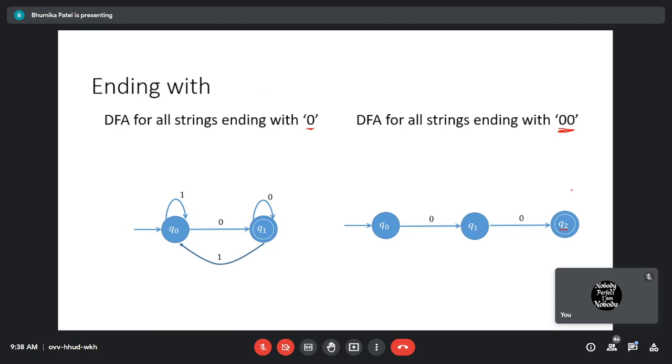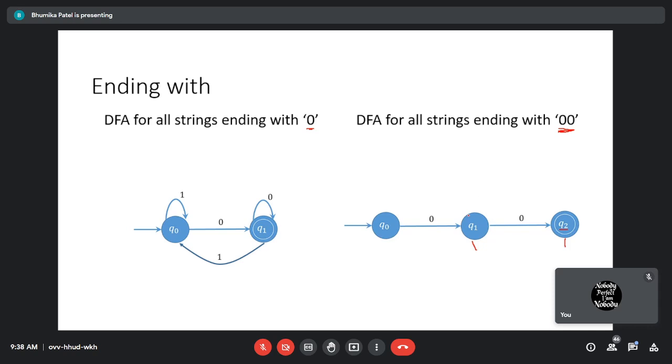For 0 we can have the self loop on Q2. Okay, what about 1? What about 1 from Q2 and Q1? From Q2 on 1 we have to go directly to Q0. Same from Q1, where do we have to go? To Q0.